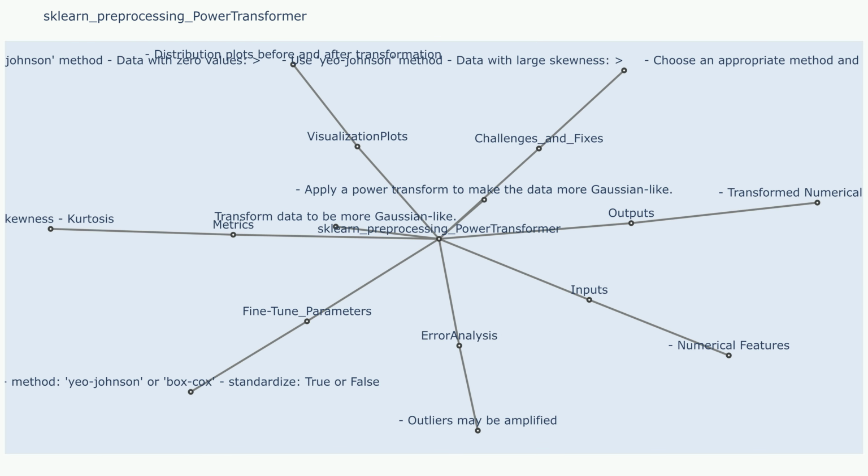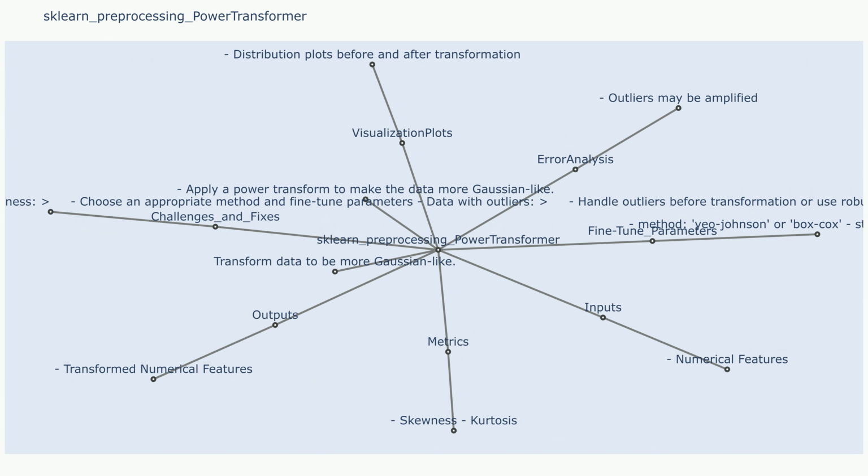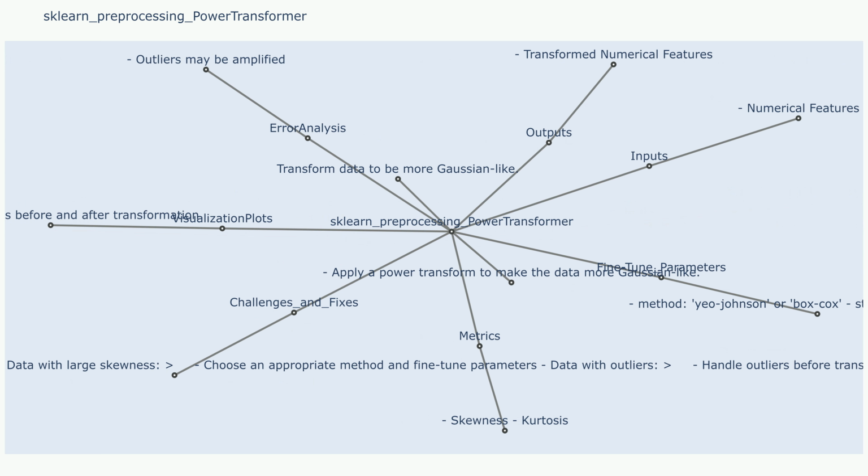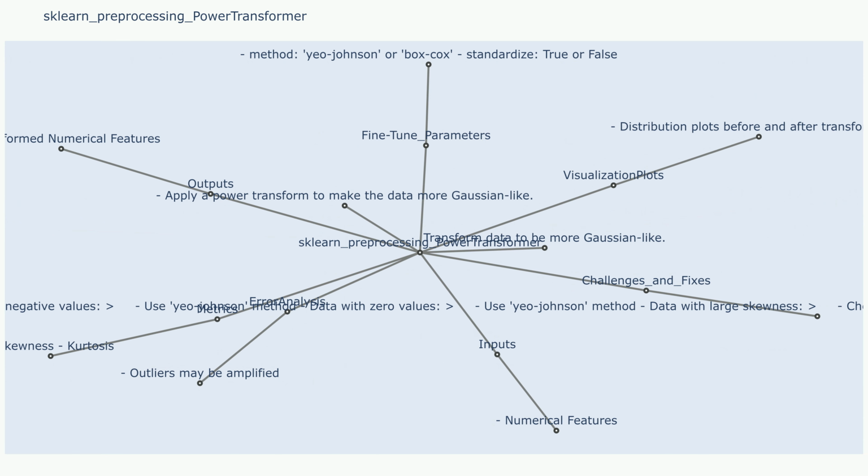sklearn preprocessing PowerTransformer. Description. The PowerTransformer class in Scikit-Learn, sklearn, is a data preprocessing technique used to transform features with skewed distributions to more closely resemble a normal distribution. This is achieved by applying a power transformation, such as the Yeo-Johnson or Box-Cox transformation, to the input features. Transforming skewed data can be beneficial for various machine learning algorithms that assume normally distributed data, leading to better performance and more accurate results.